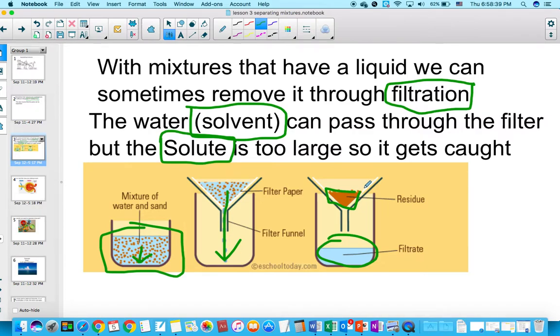Tea works the same way. Water passes through the tea bag, picking up very small parts of the tea, small enough to pass through the filter. However, the tea bag, the filter, doesn't allow the larger parts of the tea to pass through.